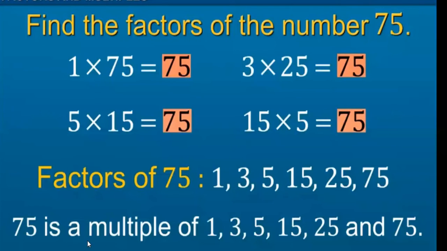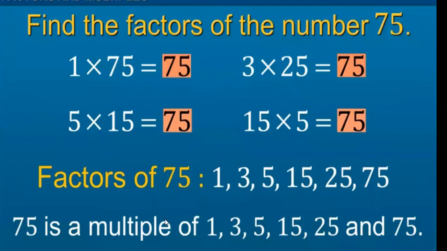So 75 is the multiple of 1, 3, 5, 15, 25 and 75. That is the factors. Factors in the multiple, namakku 75 aanu parayan. 75 in the factors in the multiple nu parayunnathu 75 thanneyaanu namukku. Okay, so just try this last sentence, rest of the things that you have written yesterday.